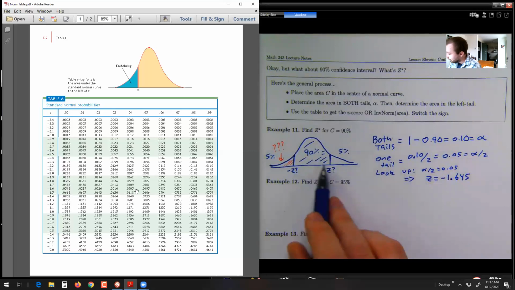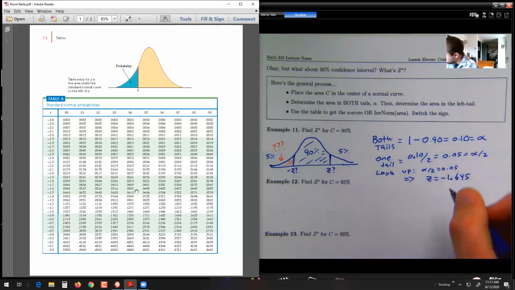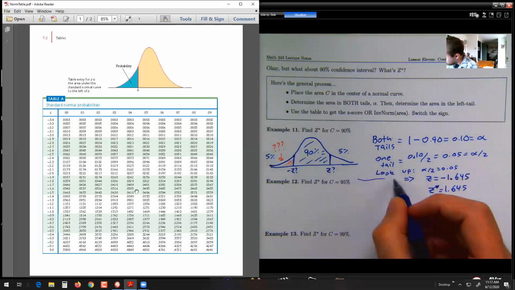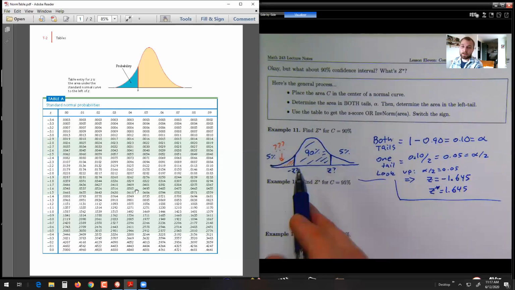Now z star is the amount that I'm going both up and down. So my z star in this case will be 1.645 if I want to be 90% confident.